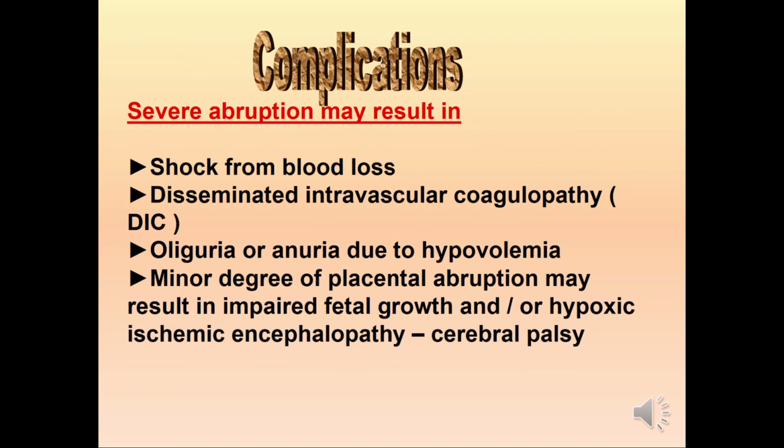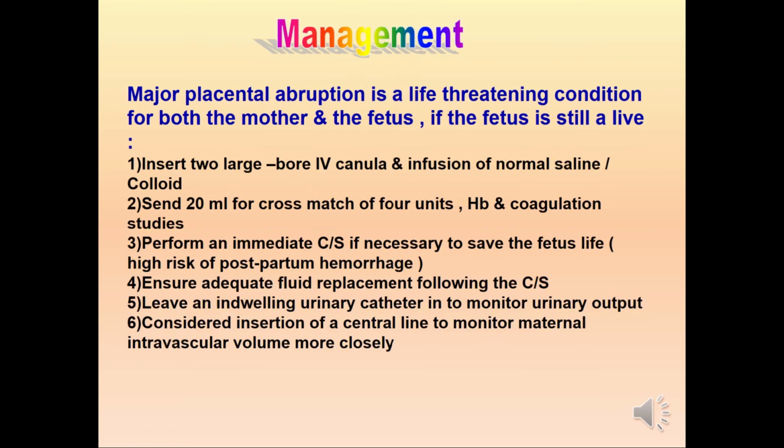Complications: severe abruption may result in shock from blood loss, disseminated intravascular coagulopathy, oliguria or anuria due to hypovolemia. A minor degree of placental abruption may result in impaired fetal growth and or hypoxic ischemic encephalopathy and cerebral palsy.